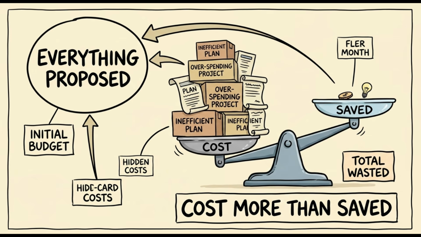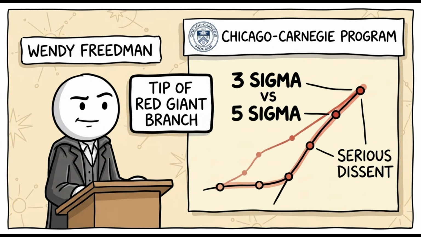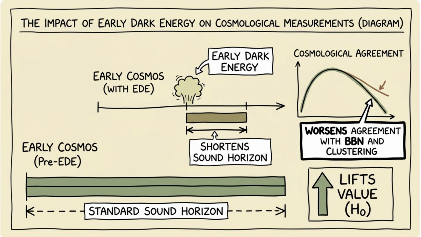Everything proposed to close it has cost more than it saved. Cepheid crowding in dense fields was the leading suspect and has been checked. The tip of the red giant branch gives intermediate values, and Wendy Freedman's Chicago-Carnegie program argues that once the drift in systematics is honestly folded in, the real tension may sit nearer 3 sigma than 5. A serious dissent, not a fringe one. A large local underdensity would bias the nearby measurement, but the observed void is not deep enough. Early dark energy shrinks the sound horizon and lifts the inferred value, at the cost of worsening agreement with Big Bang nucleosynthesis and with matter clustering.